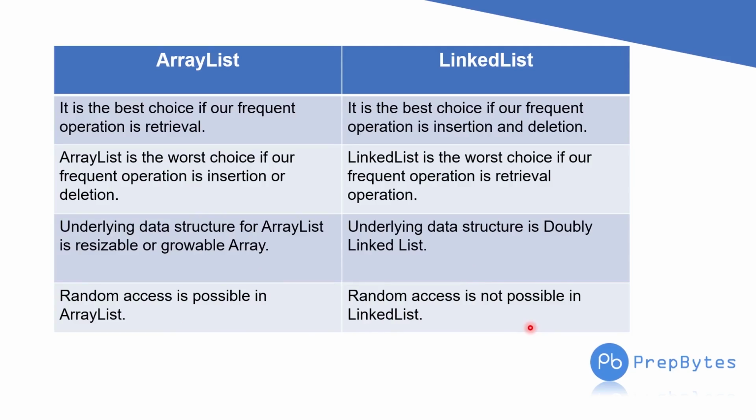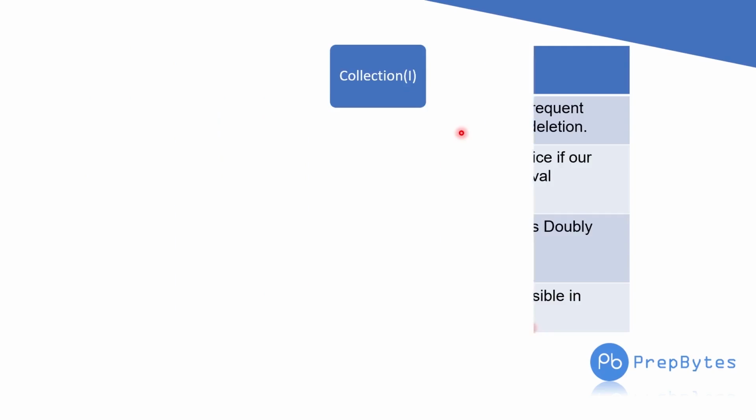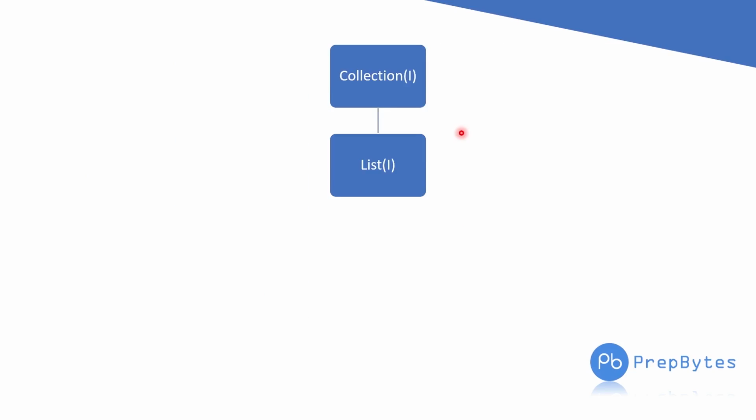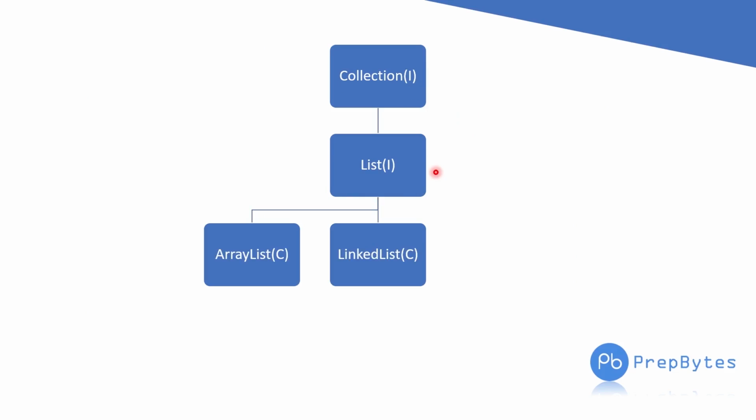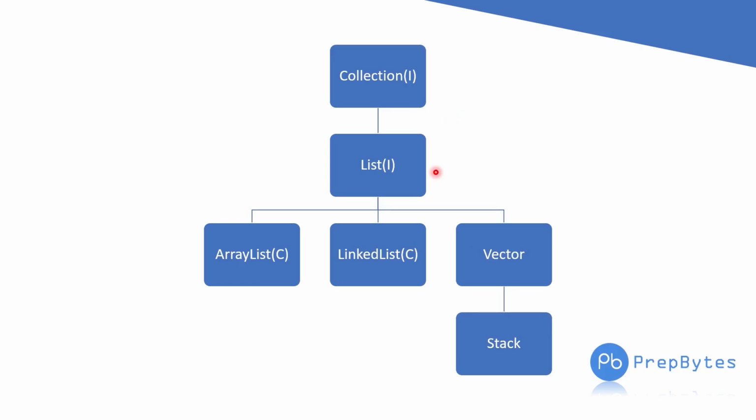Next we will see vector and stack. Now we are done with the collection interface. We have seen what the list interface is. We have seen the classes in the collection interface. We have seen the methods in the collection interface. We have seen the methods in the list interface. We have seen the implementation class array list. We have seen the implementation class linked list. Now we will see what is vector and what is stack.